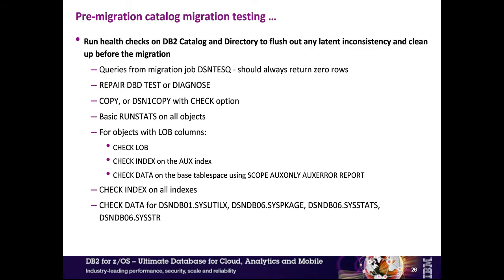So what we're trying to do here is just clone away the catalog and directory, not the logs and not the application page sets, just the catalog and directory. And once we've actually established that in a different environment, then what you can then do is run the following list of health checks against that catalog and directory to flush out any latent data inconsistencies before you do the actual migration in production. Now let's turn to slide 27.